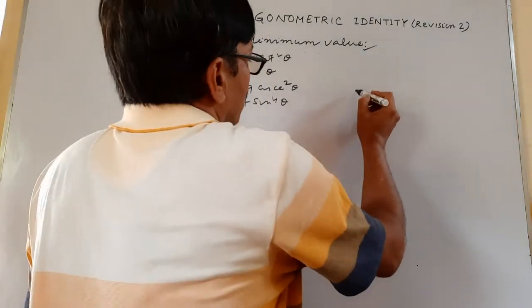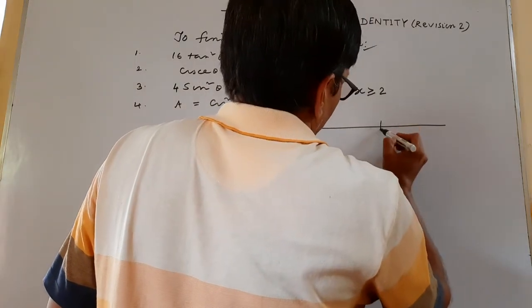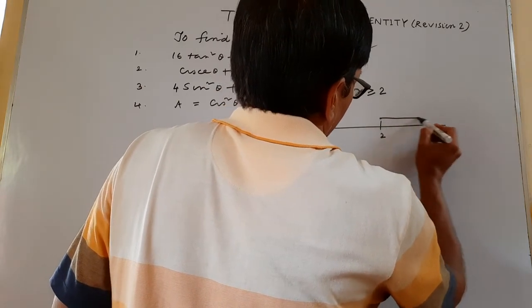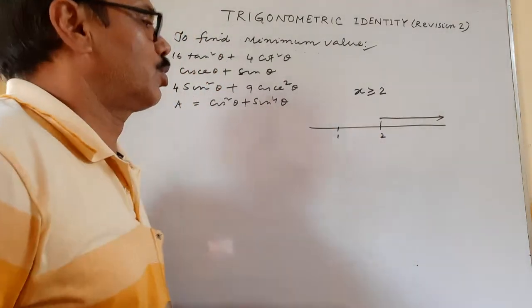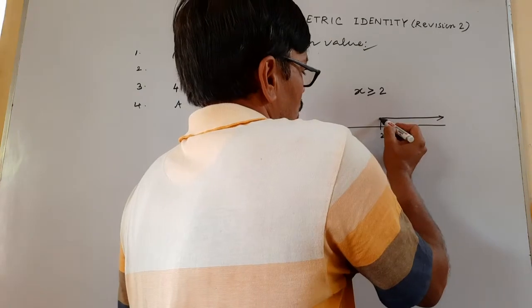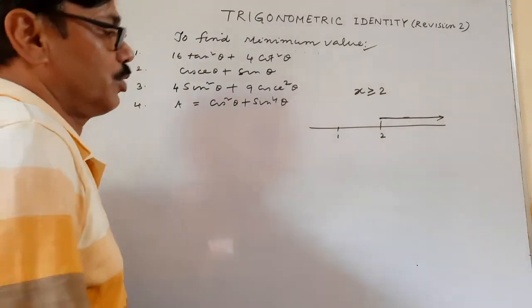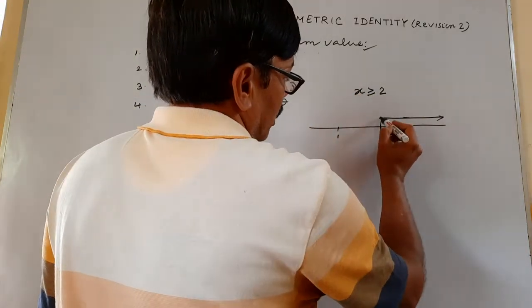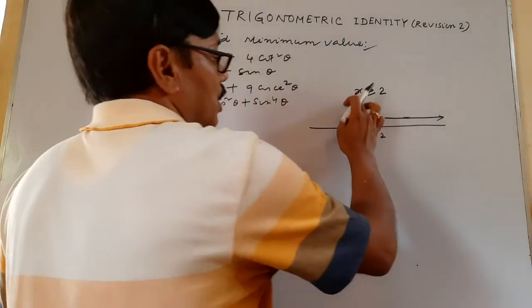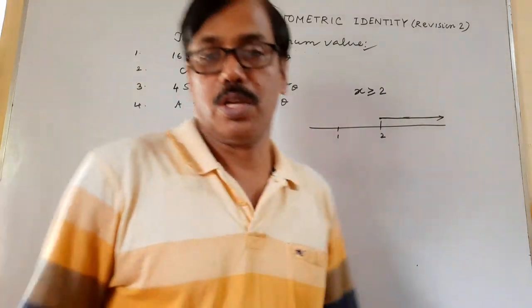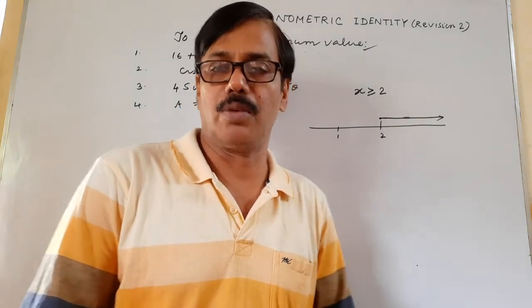Now look, if we get an equation like this, x greater than or equal to 2, it means on the real line, this is 1, this is 2. So x greater than or equal to 2. The figure will be like this. So this implies a minimum value. It starts from here and can go up to infinity. So what is the minimum value? The minimum value is 2. So if we get a greater than in the equation, we get a minimum value.